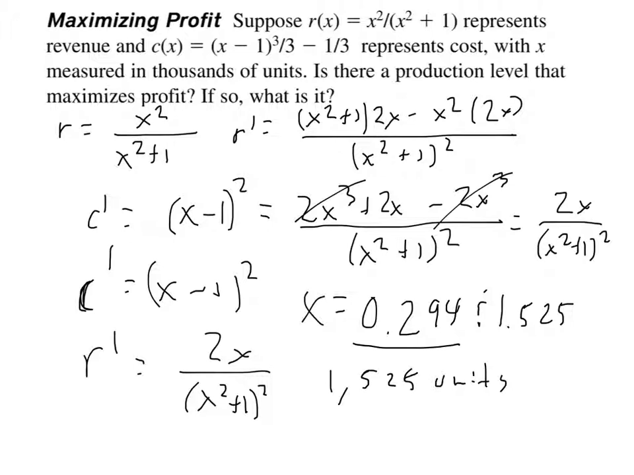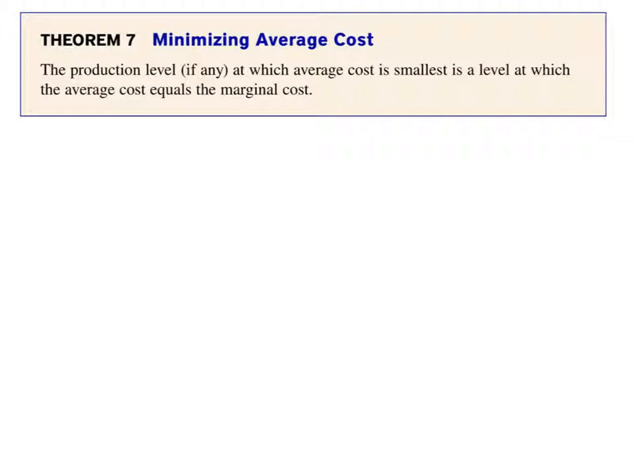Okay, one more thing to try. We need to look at this theorem where we want to minimize the average cost. So the production level at which the average cost is smallest is the level where the average cost equals the marginal cost.